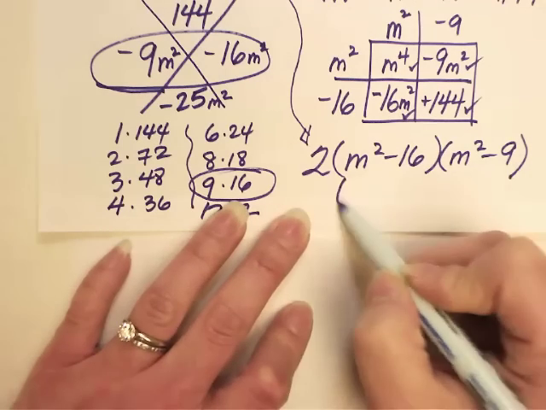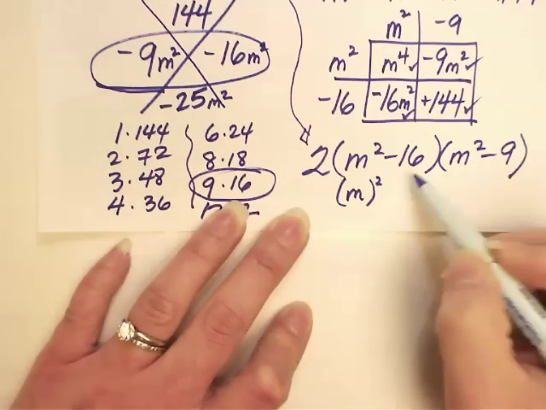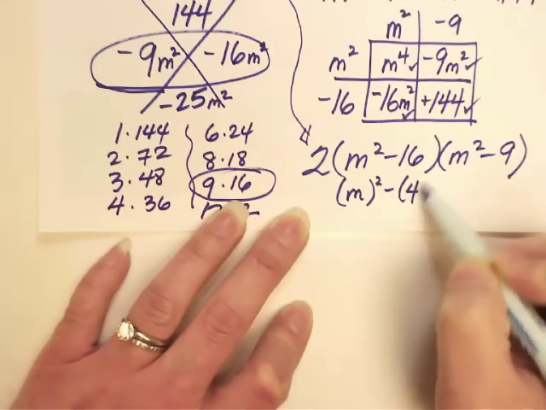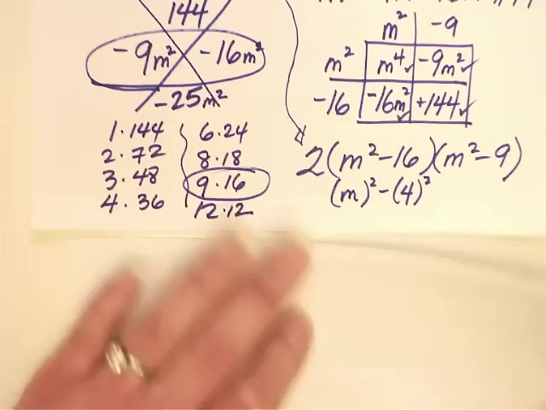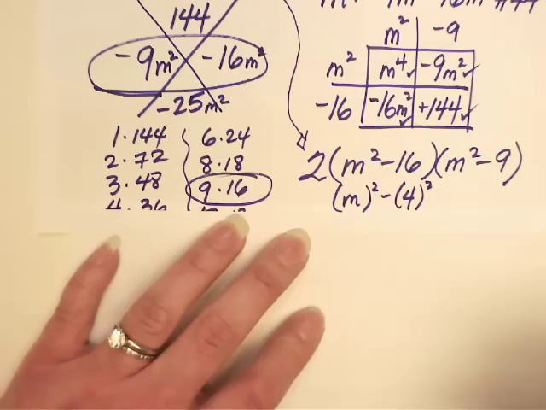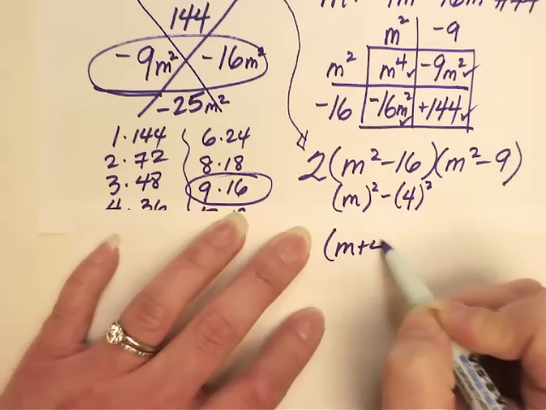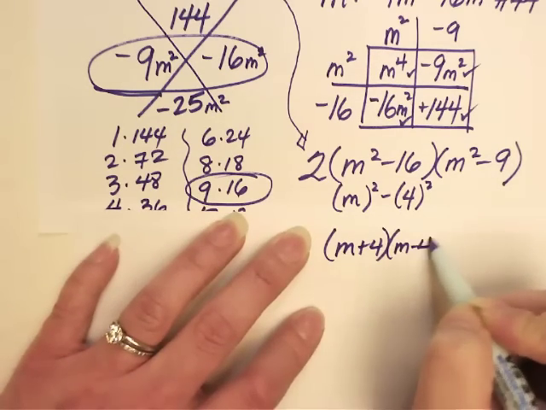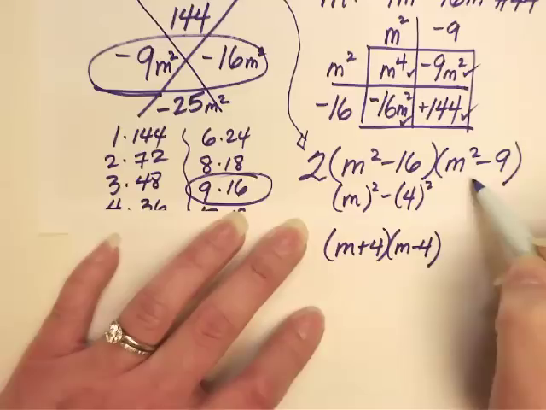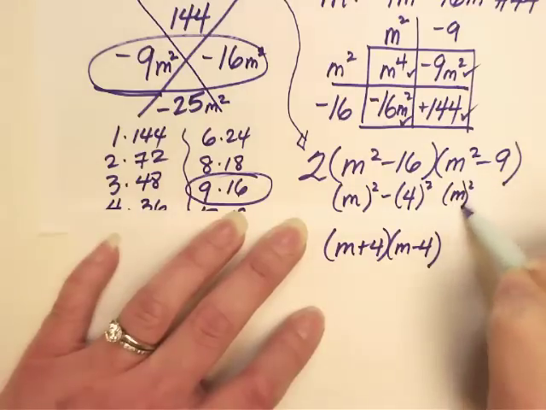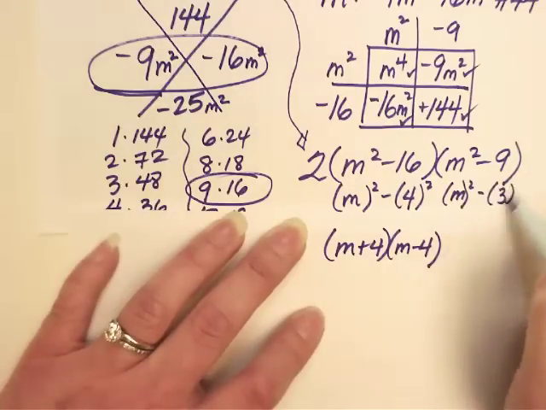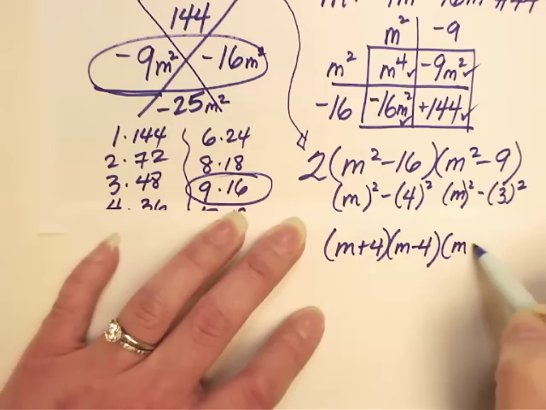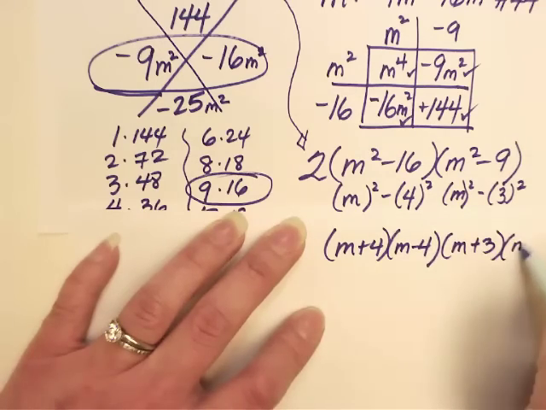So I've got a square here, m squared, and I've got a square here, a 4 squared. That happens to be a dots. That would be m plus 4 times an m minus 4. And over here, I happen to have another one. I have an m squared, and minus, this happens to be a 3 squared. So then I have m plus 3, and I have an m minus 3.